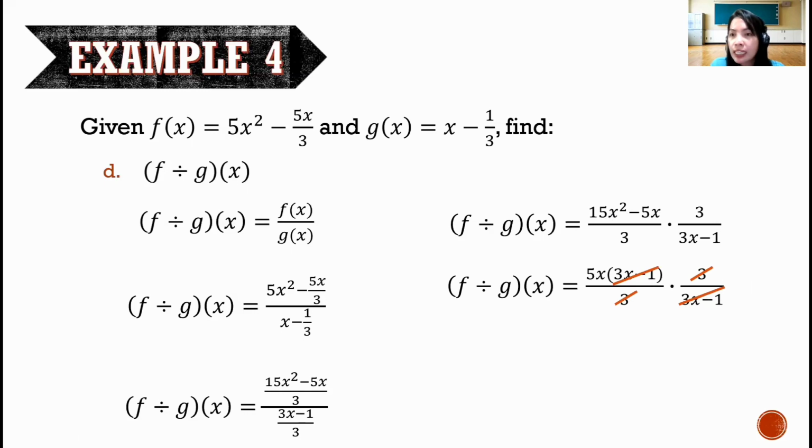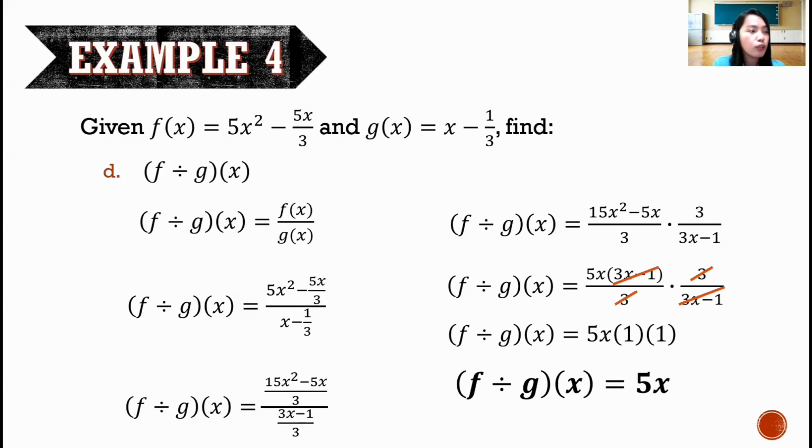So ano na lang yung natirang expression? That is 5x times 1 times 1. So our final answer here, we have f divided by g of x. That is equal to 5x.